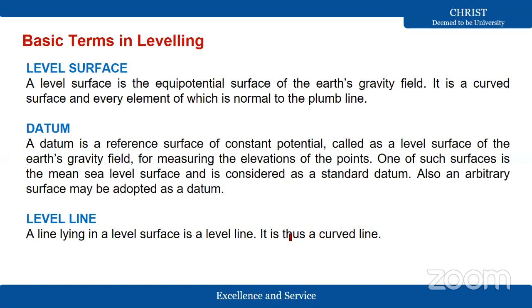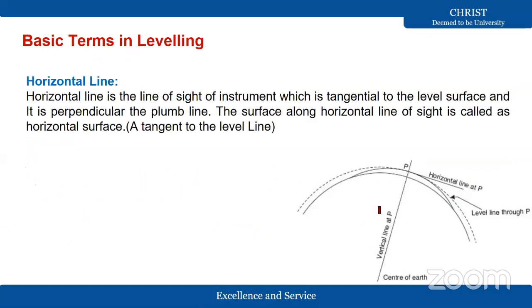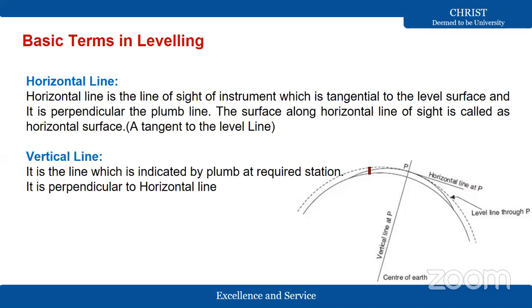Then a level line means a line lying on the level surface is a level line. So it is a curved line. Already I have shown you in these figures. Then a horizontal line is a tangential line, tangential to the level line on a level plane. Then a vertical line is the line indicated by a plumb at a required station, and it is always perpendicular to the horizontal line.